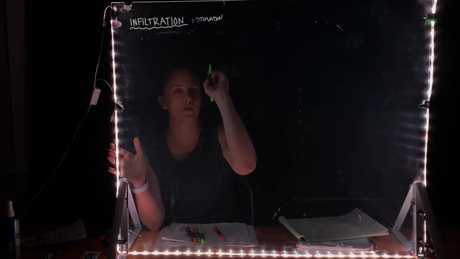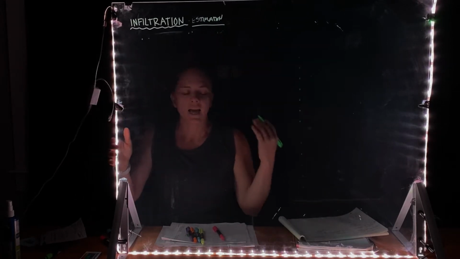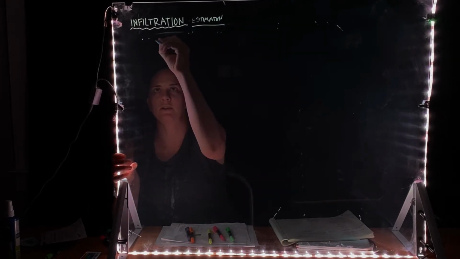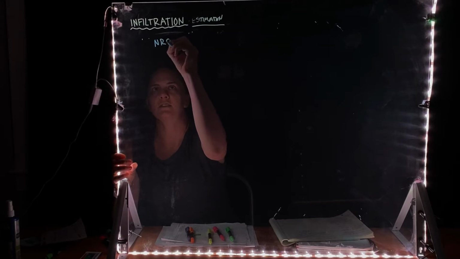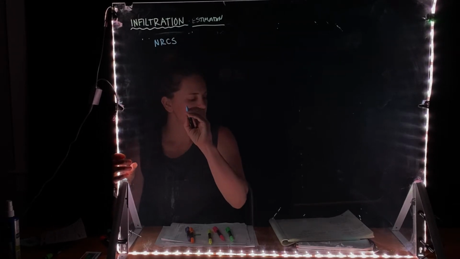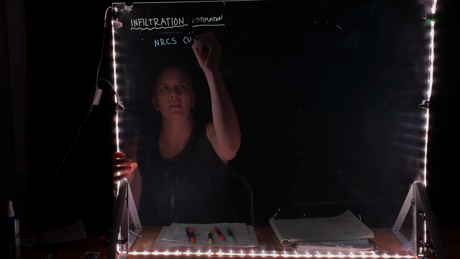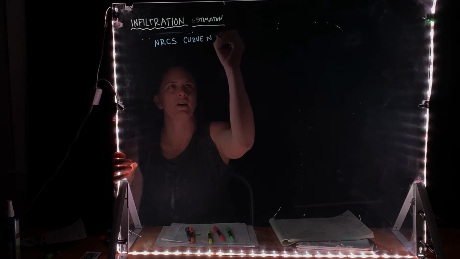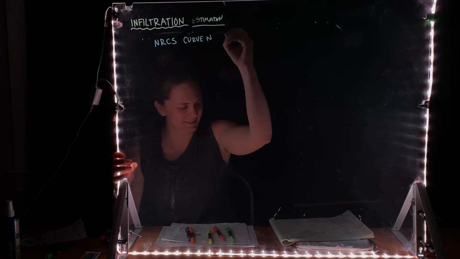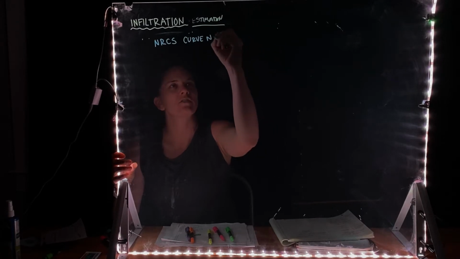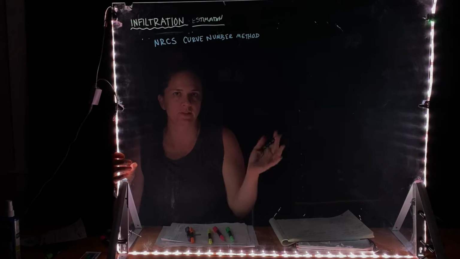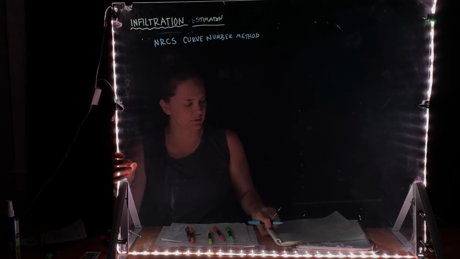We're going to talk about another method used to estimate infiltration, and this method is accepted and recommended by the U.S. government. It is the NRCS, the Natural Resources Conservation Service, curve number method. And this is really used for runoff, so we're going to continue to talk about this coming up in the next few weeks, but I'm introducing it here because it does relate to infiltration.